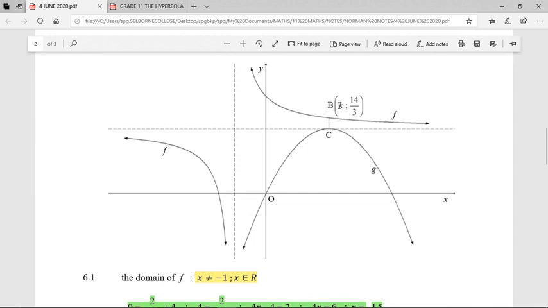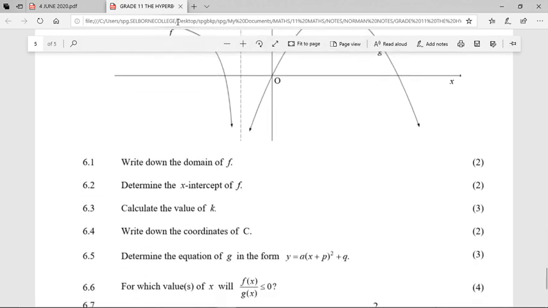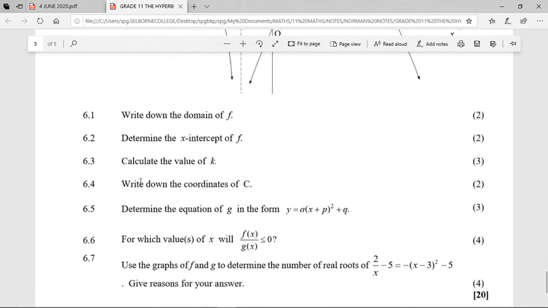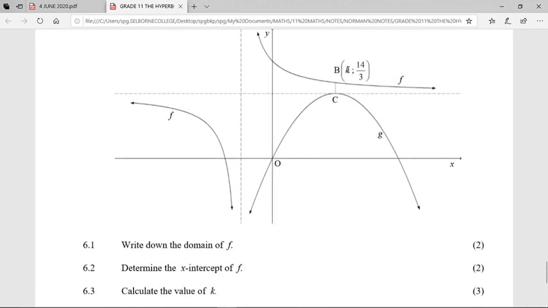Now, we're predicting what the next question will be. If k here is 2, what will the x value be for C? It will also be 2, right? So let's go see if that is indeed the next question, bearing in mind that k is 2. Here we go. Write down the coordinates of C. So if we know that this k value is 2, it means that C's x value will be 2, right?